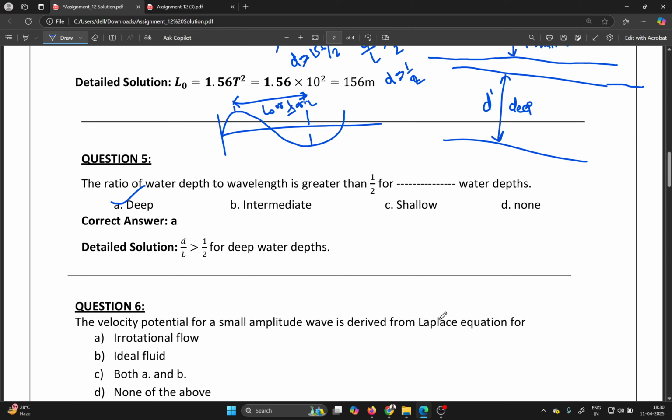Velocity potential for a small amplitude wave is derived from Laplace equation for irrotational flow, ideal fluid, both A and B, none of the above. And what should be the value of a small amplitude? What should be the quantitative definition of a small amplitude? You have to know these things. And what is the velocity potential and what is the Laplace equation? You need to understand everything. Then you can very easily give the answer.